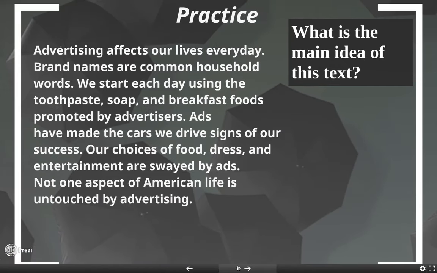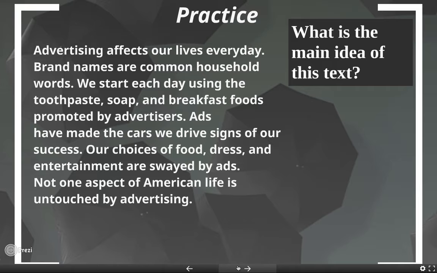All right, so we're going to practice with this short blurb. We're going to identify the main idea of this text. We're going to look at it. We're going to utilize some of those reading strategies. We're going to preview the text. We're going to identify what background knowledge we have. We're going to make a prediction about the text, and then we're going to read it.